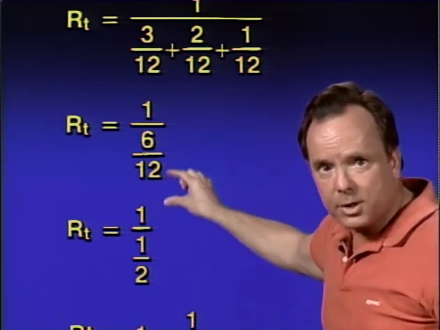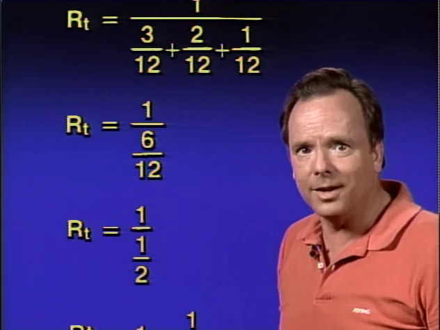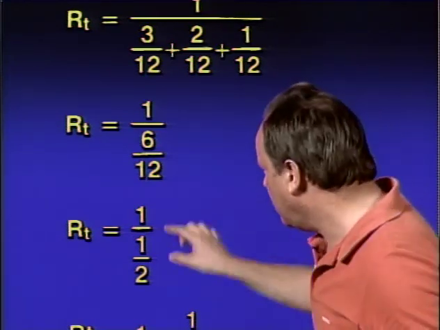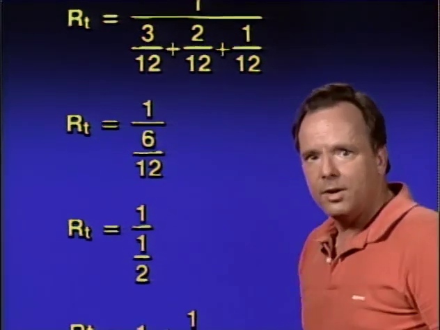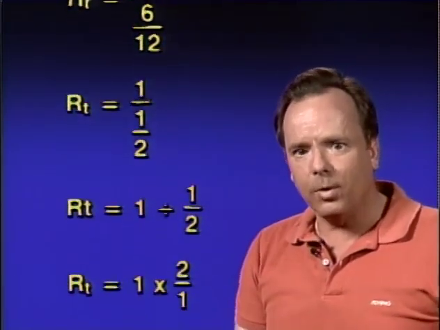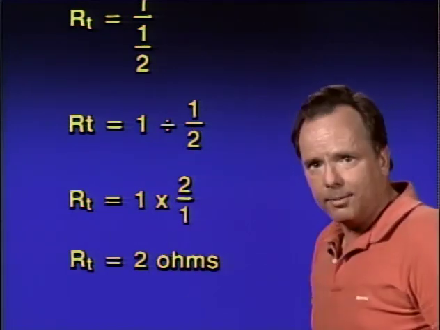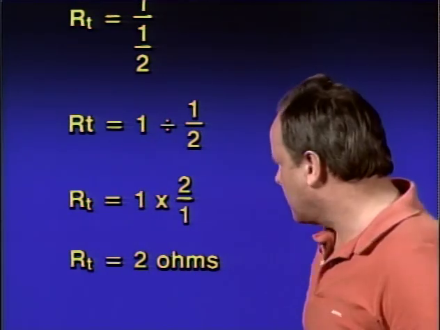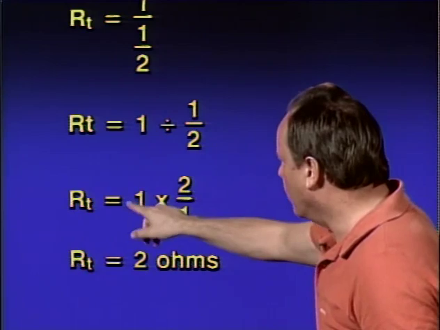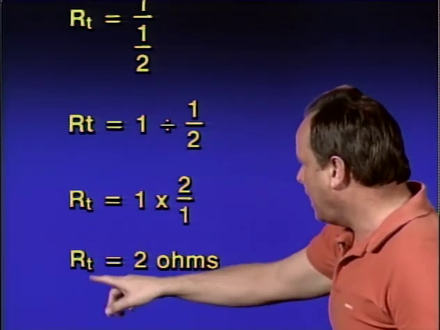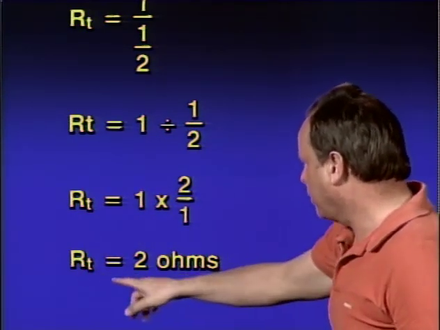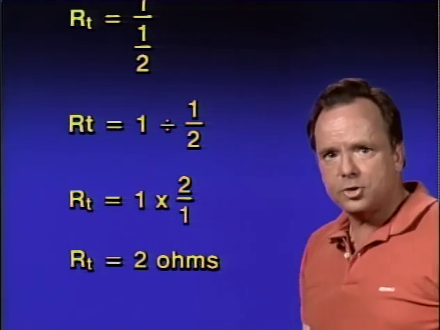Back in the old days, 6/12 used to be 1/2. I think it still is. So now we'll call that 1 over 1/2. But let's express that a different way. We'll call it 1 divided by 1/2. It's the same thing. Now, if you want to get rid of the division sign, all you do is flip-flop this fraction. It's 1 times 2 over 1. And the resistance for those 3 resistors in parallel is 2 ohms.